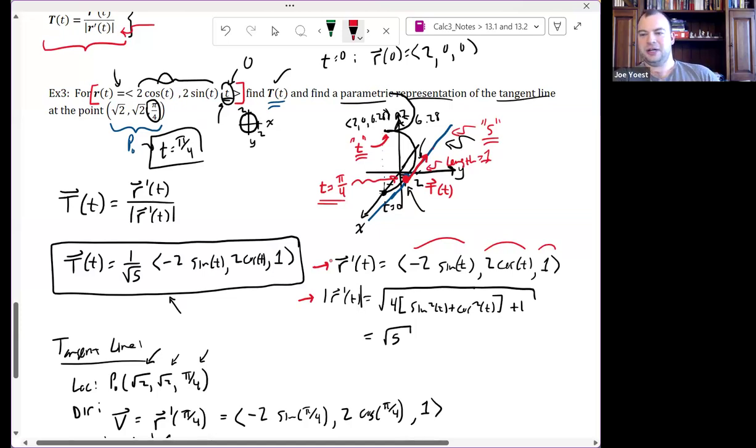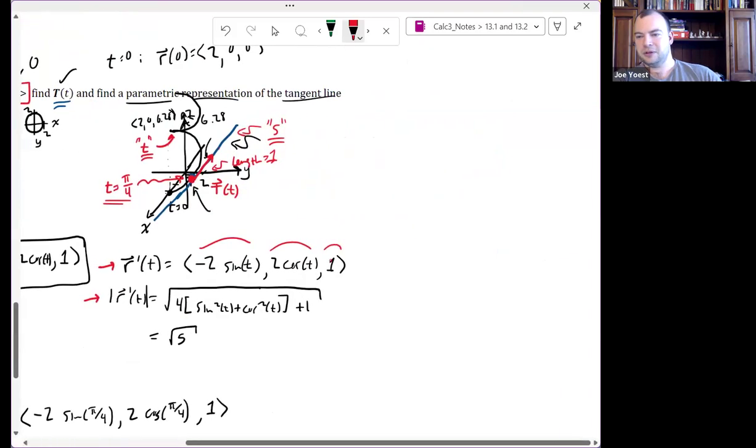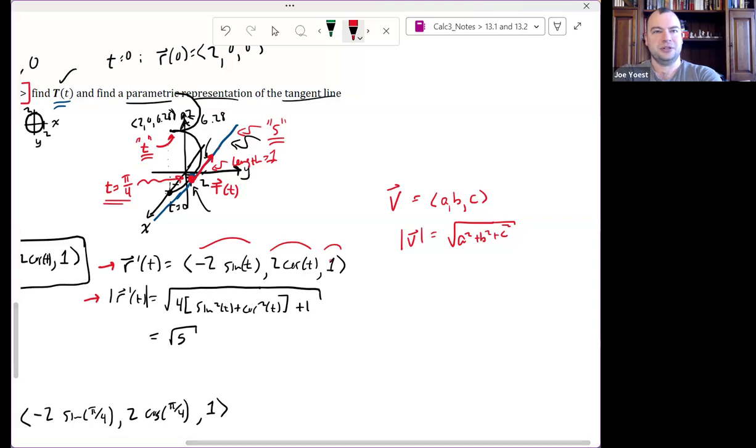But how did I actually find this length? Well, if I have some vector V that's ABC, length V is root A squared plus B squared plus C squared. In essence, this is just by definition, or you could just kind of think of it. It's like if you apply Pythagorean theorem twice in 3 dimensions, you can come up with this formula pretty easily.